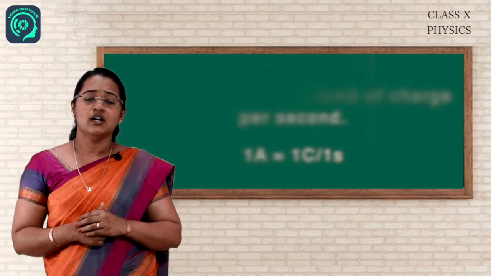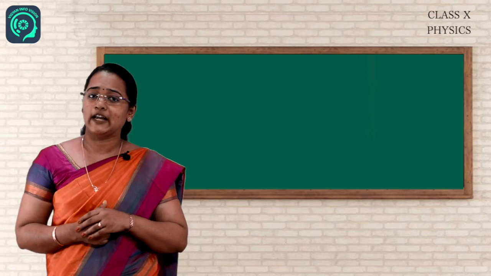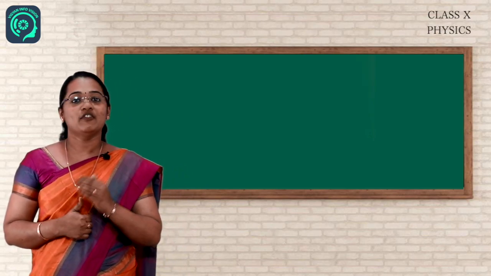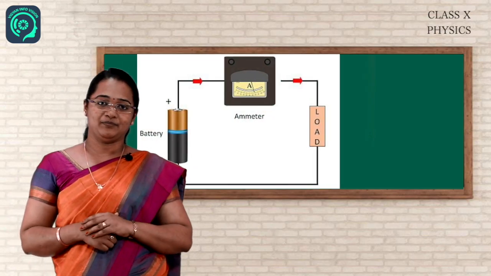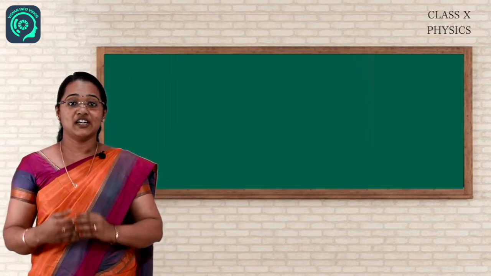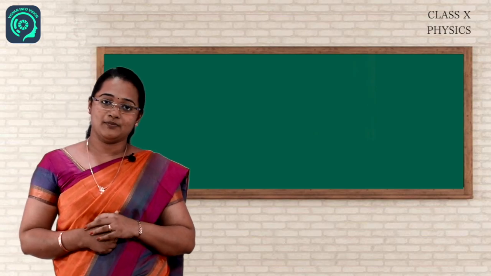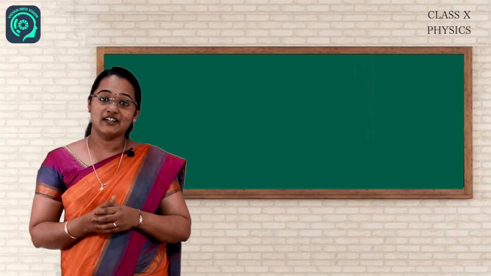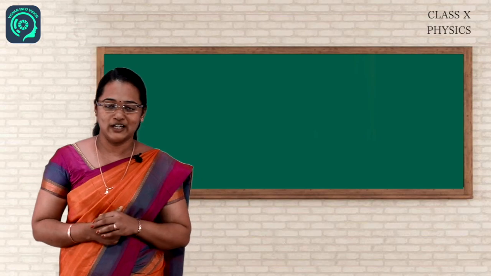And can we measure the current which is passing through an electric circuit? Yes, we can do it with the help of a device called an ammeter. An ammeter is connected in a circuit in series so as to measure the current in the whole circuit. Now let us recall what an electric circuit is. You have already studied that in your lower classes.